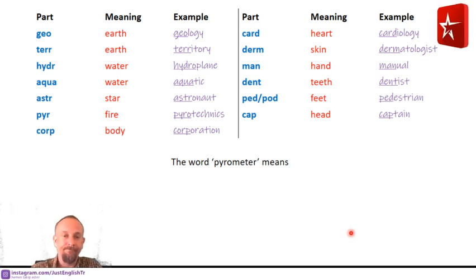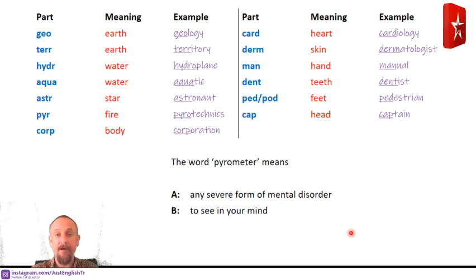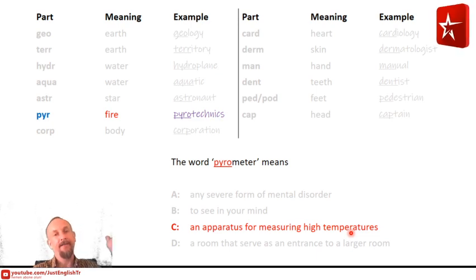Pyrometer. A, any severe form of mental disorder. B, to see in your mind. C, an apparatus for measuring high temperatures. And there you go.